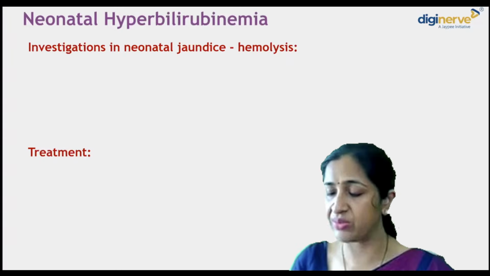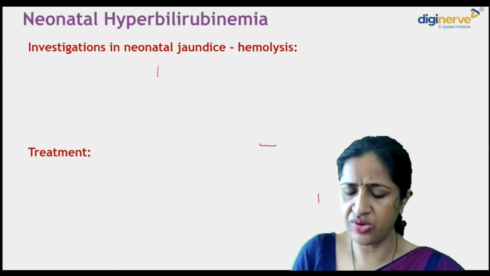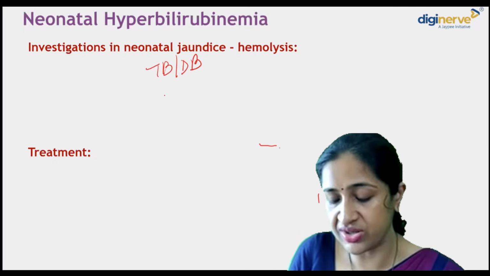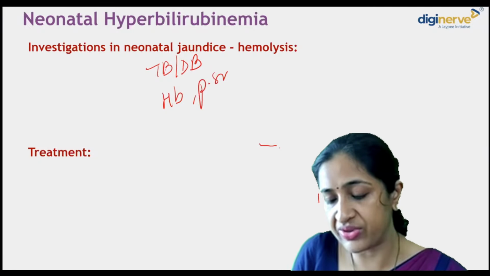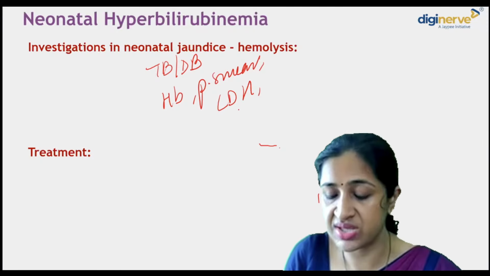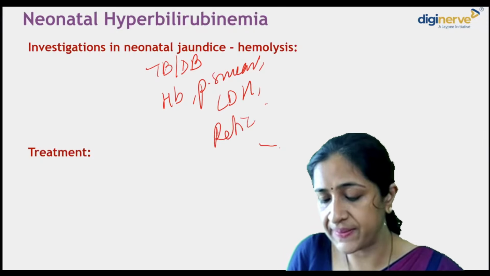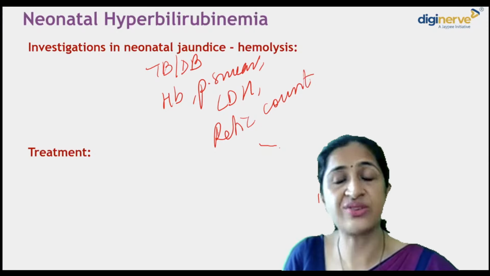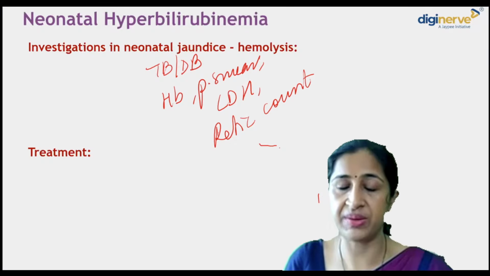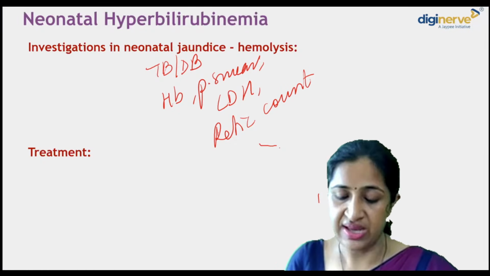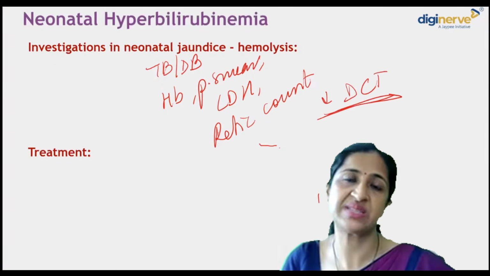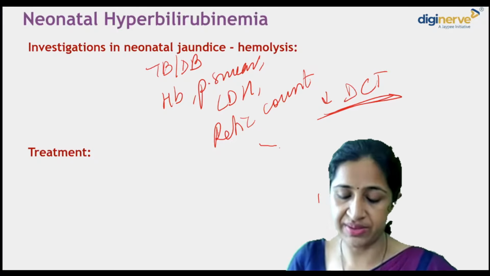Investigations for hemolysis, what are you going to do? You are going to do TB and DB, to see whether it's conjugated or unconjugated. You're going to do hemoglobin and peripheral smear to see for signs of hemolysis. You will do an LDH to see for signs of hemolysis. You will do a retic count to see for reticulocytosis when there's significant hemolysis. So all these are the main investigations to look for hemolysis. If you want to prove it, you will do a direct Coombs test to prove that it is because of blood group incompatibility.